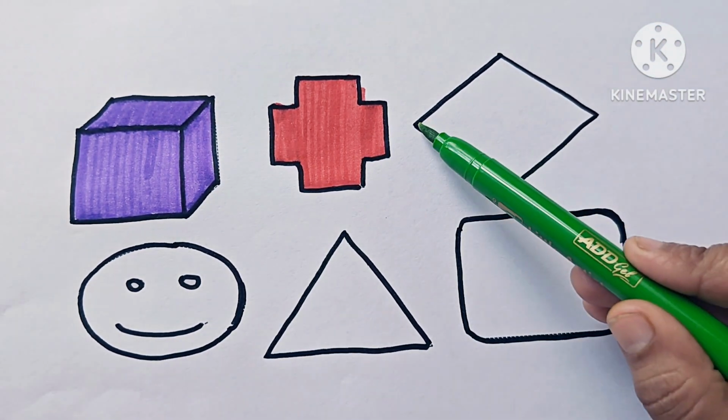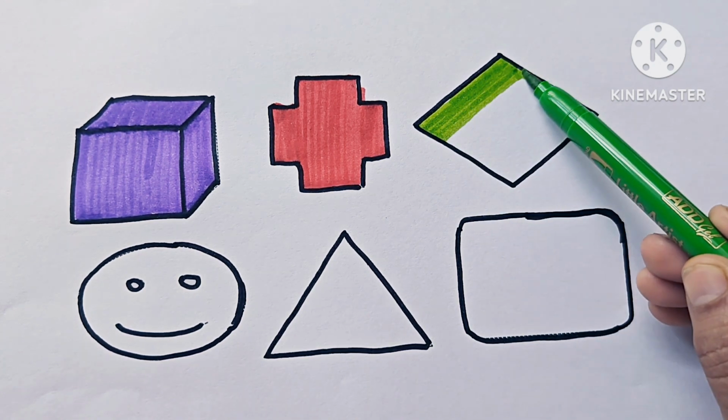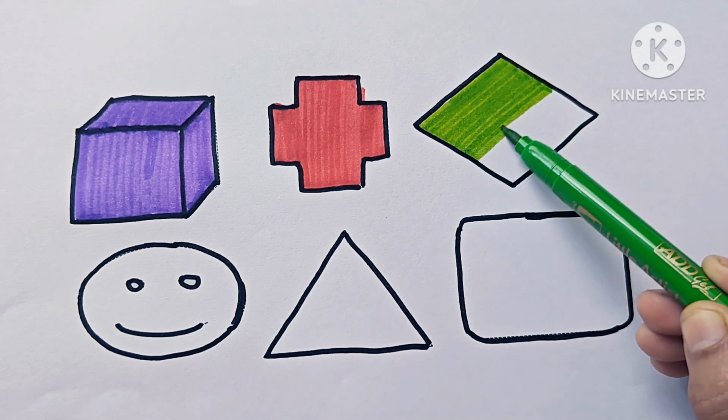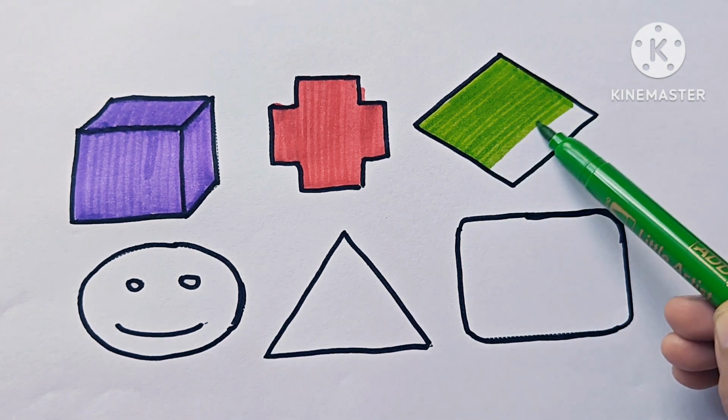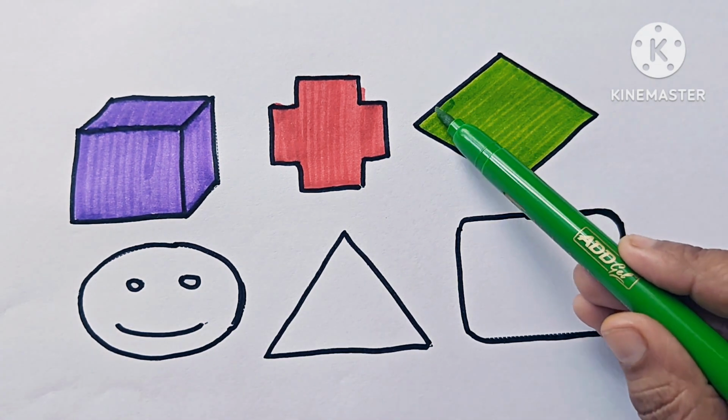Light green. This is rhombus. It is a 2D shape. It has 4 sides, 4 vertices, 4 corners, 4 angles. It is also called diamond. It is a rhombus.